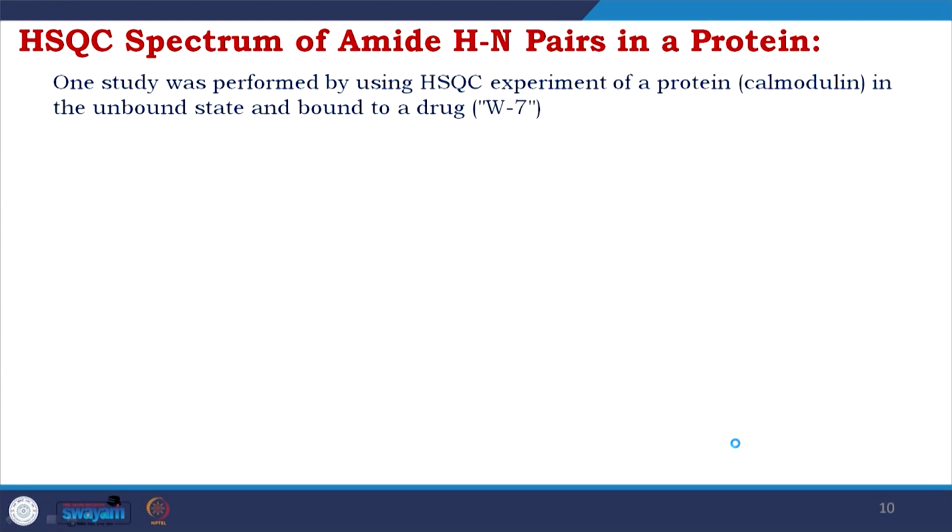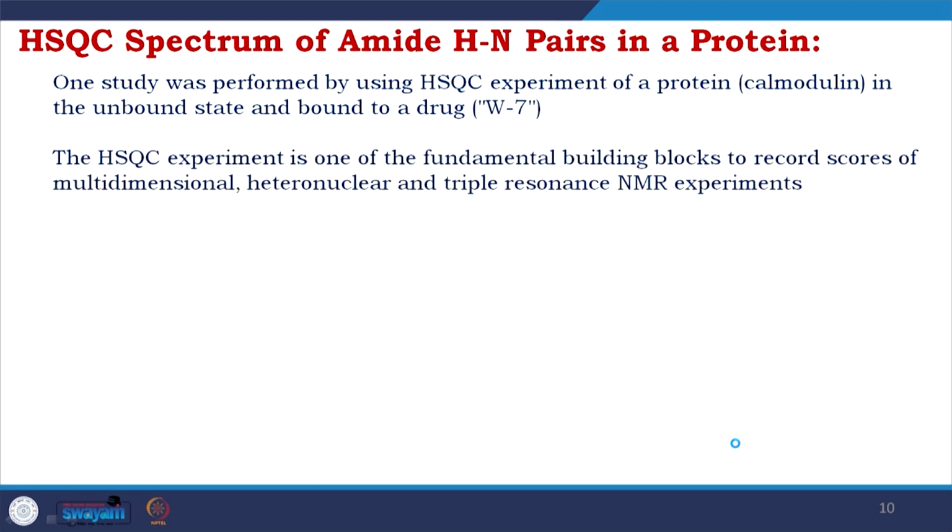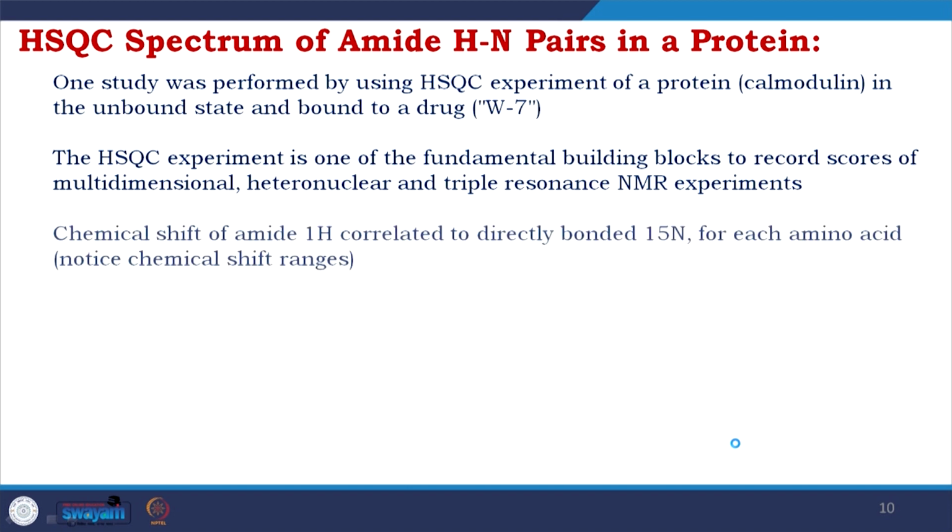One study was performed using HSQC experiment of a protein calmodulin in unbound state and bound state of a drug called W7. The HSQC experiment is, as I told, a fundamental building block to record scores of multidimensional heteronuclear and triple resonance NMR experiments. Chemical shift of amide 1H is correlated to directly bonded 15N for each amino acid.